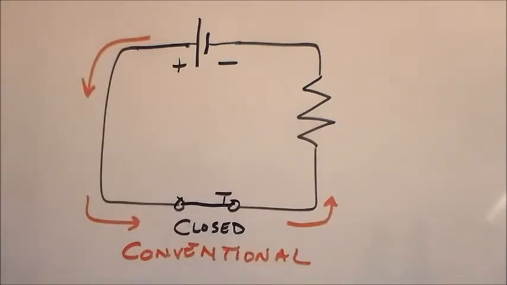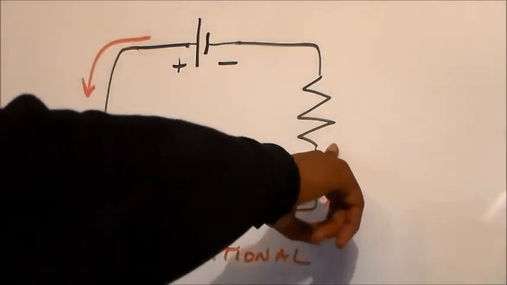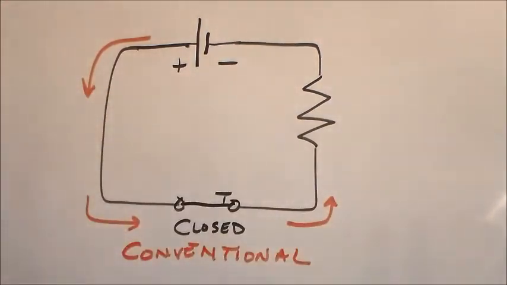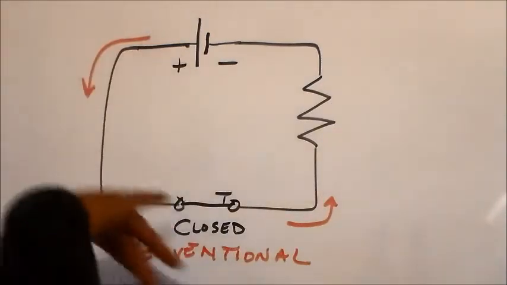So I didn't define the resistor. Yeah, I did define the resistor. The resistor reduces the flow of current and it lowers the voltage. So in future videos, you're gonna see how that happens. But for right now, got conventional flow.